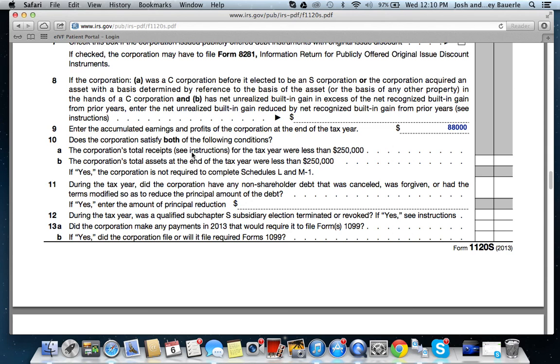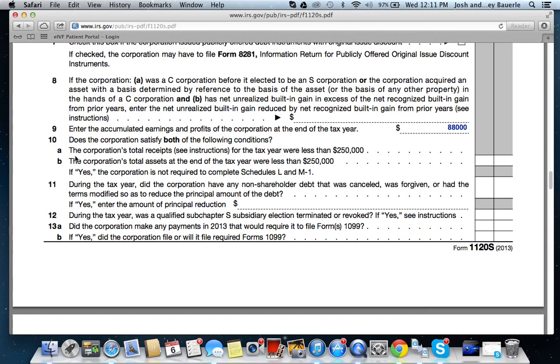Line 10, does the corporation satisfy both of the following conditions? Okay, let me tell you why this line is important. If you can say yes to both A and B here, you do not have to put a balance sheet on your tax return, which is going to save you a lot of time. Most of you, quite frankly, are probably not keeping track of a balance sheet. So you definitely want to pay attention here.